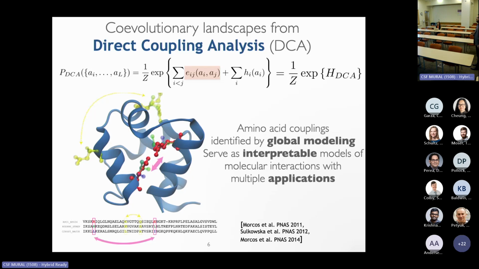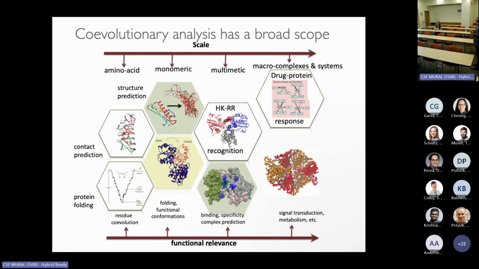Okay, so this approach called direct coupling analysis has had several interesting ramifications. The first one being that we're able to predict contacts, right? The top couplings in several families turn out to be close by in the 3D structure.